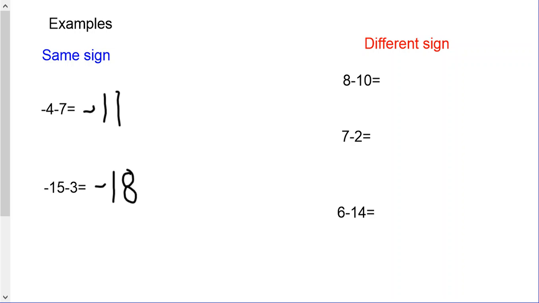Alright, different signs. So 8 minus 10, we need to subtract. So if we start at 8 on a number line and we go to the left, or take away 10, we will end up at negative 2. Alright, 7 minus 2 will give us a positive 5. And 6 minus 14. If we start at 6 on a number line and we move to the left, or we take away 14, we will end up at negative 8.